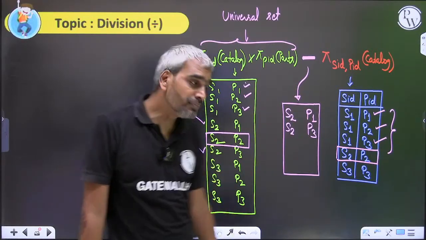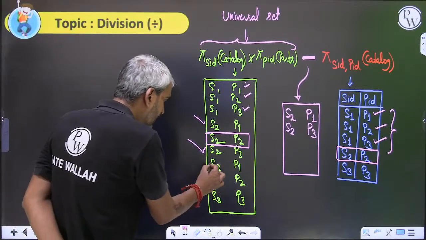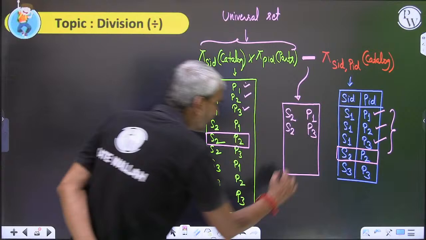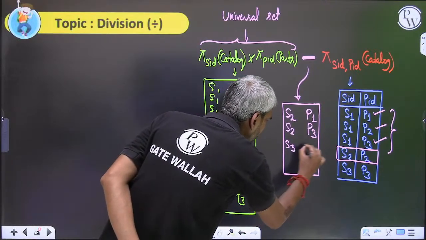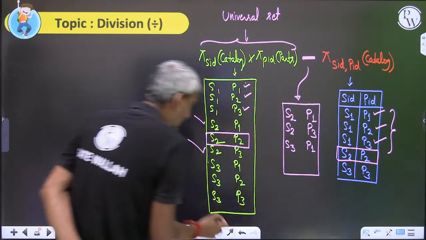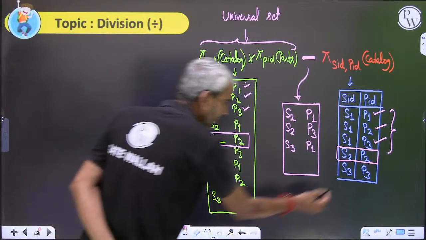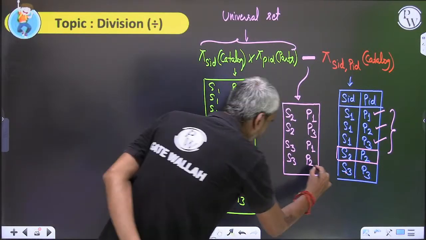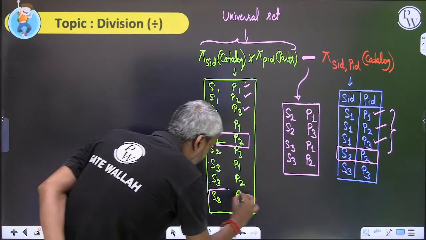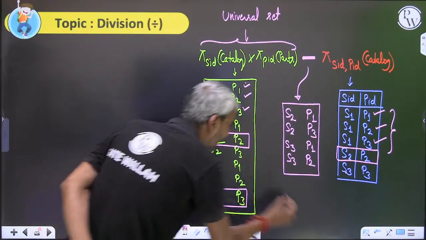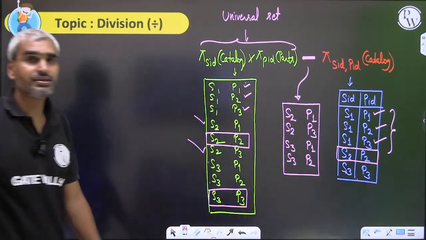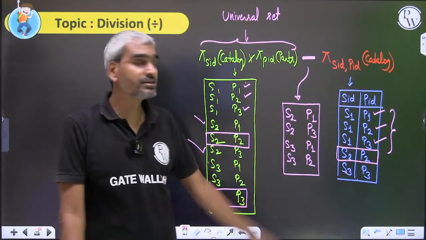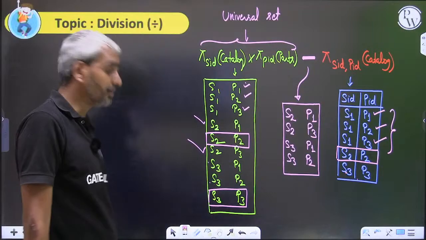So these are the two parts in the part table which are not supplied by the supplier S2. Similarly, S3 is associated with P1 in the universal set, but S3 is not associated with P1 in the catalog. So after this subtraction, S3 P1 will remain. S3 is not associated with P2 either, so S3 P2 will also remain. But S3 is associated with P3 in the universal set as well as in the original set, so after this subtraction, S3 P3 will not be available.